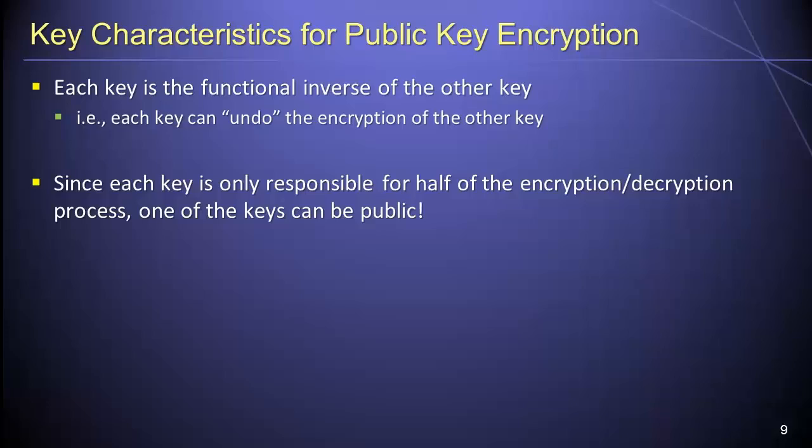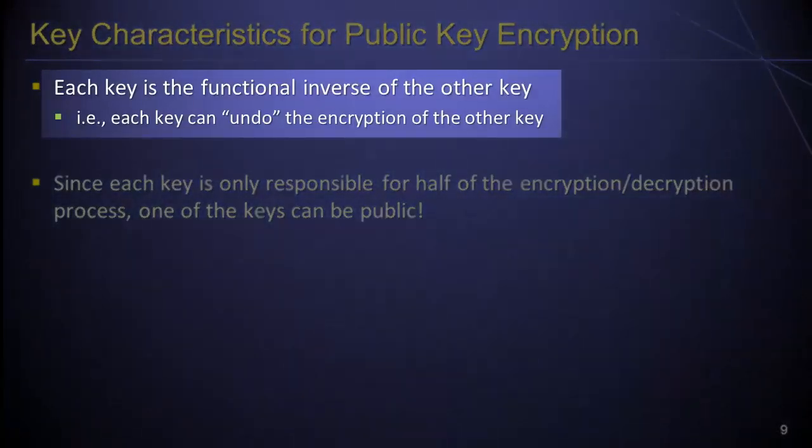In a public key crypto system, each key is the functional inverse of the other key. This means that each key can decrypt messages that have been encrypted using the other key. A message that is encrypted using key number 1 can therefore be decrypted using key number 2, just as a message that has been encrypted using key number 2 can be decrypted using key number 1. Note that because of this reciprocal relationship, the choice of which of the two keys to label as the public key and which of the two keys to label as the private key is entirely arbitrary.